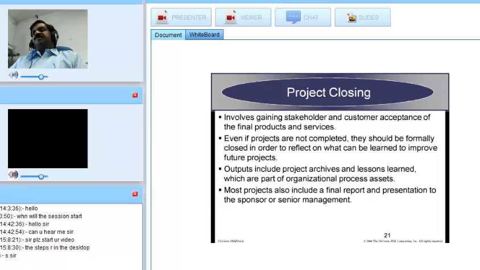In some cases, some of the projects could be abandoned in between. It may not be possible to continue. Some of the projects could be dropped in between, maybe because of the budgetary constraints or because of certain other organizational issues. So even if projects are not completed, you may still need to close it because it cannot be just abandoned. So if you are not going to continue with the project, it needs to be closed. And in case of a completed project, that also you need to close formally.